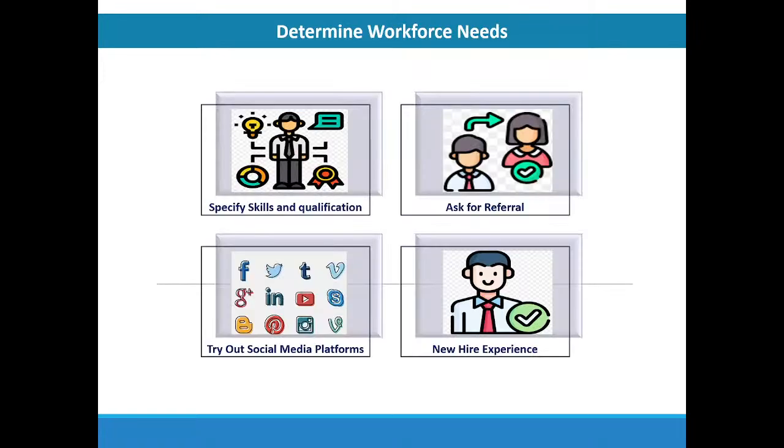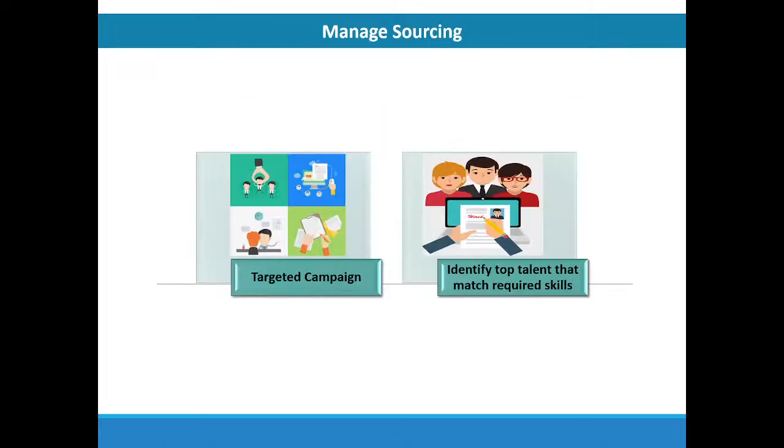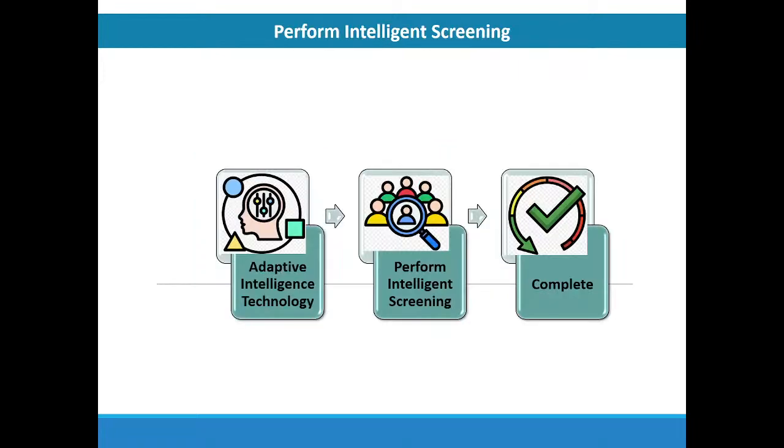So here you can see, first you have to determine the workforce needs, like specify the skills and qualification, ask for referrals, try out social media platforms, and then what is the experience required for the new hire, and then drive candidate engagement. So you have to fill the job description, pre-screening question and disqualification question, the career site, and then you have to manage the sourcing. So you have to set the target campaign and identify top talent that match your required skills.